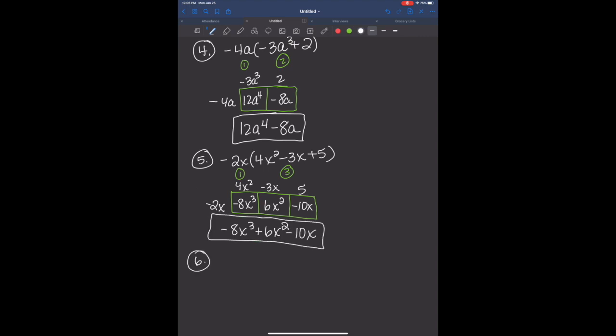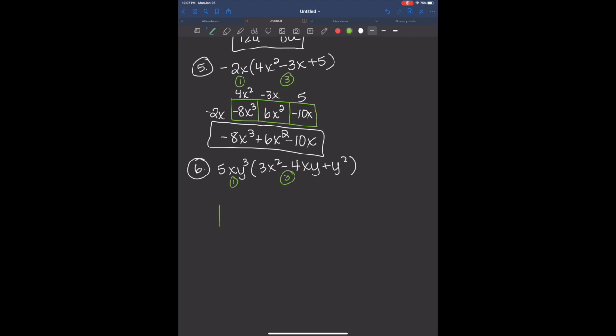Good job. Number 6, we've got 5xy cubed times 3x squared minus 4xy plus y squared. That's a 1x3, so we're going to make a bigger rectangle this time. So we've got 5xy cubed on the left side, and then on the top we've got our trinomial. So in the first block, we've got 5 times 3, which is 15, and x to the first times x squared is x to the 1 plus 2, which is x cubed, and y cubed on the end.